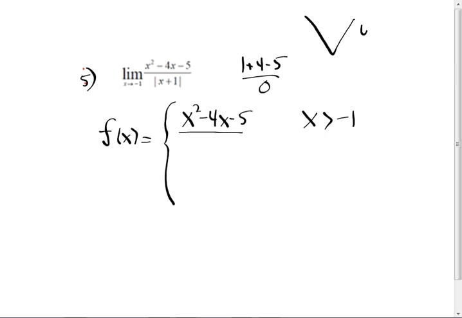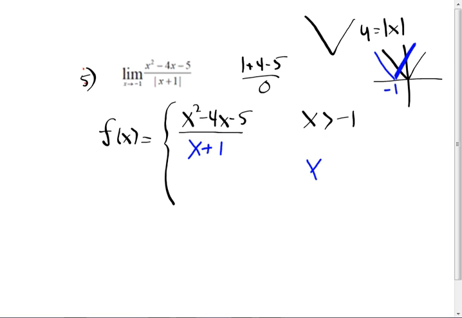Because y equals the absolute value of x looks like this. And y equals the absolute value of x plus 1 looks like this. Remember your transformations? So I'm going to break it into 2 pieces. Here's -1. So I can just use that side. Well, that's just x plus 1.